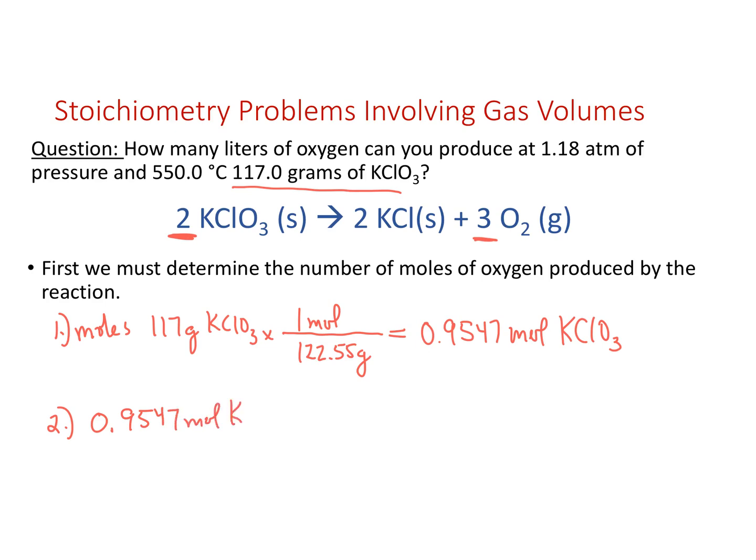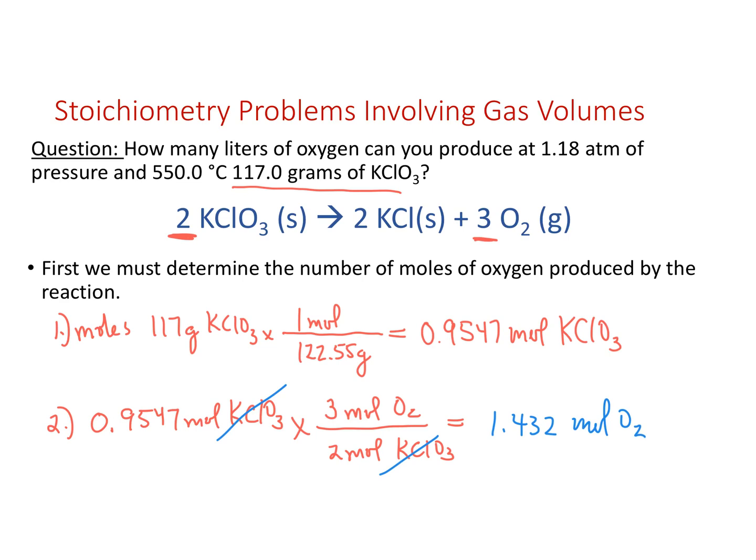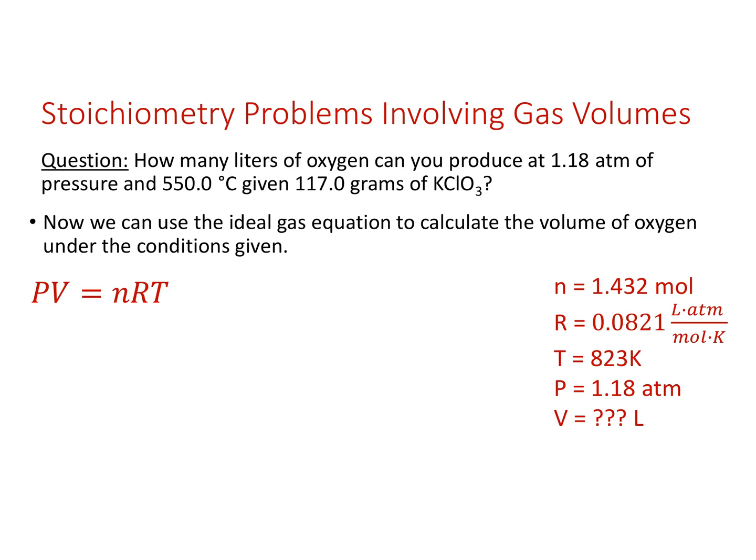So I've got 0.9547 moles of potassium chlorate, and I know for every 2 moles of potassium chlorate that goes into the reaction, I'm going to get 3 moles of oxygen out of the reaction. So when I multiply, the moles of potassium chlorate cancel out, and I'm left with 1.432 moles of oxygen. Now that we have moles of oxygen, we can use PV equals nRT to find out the volume of that oxygen. Now that we determined moles, I can find the volume of oxygen under these conditions.